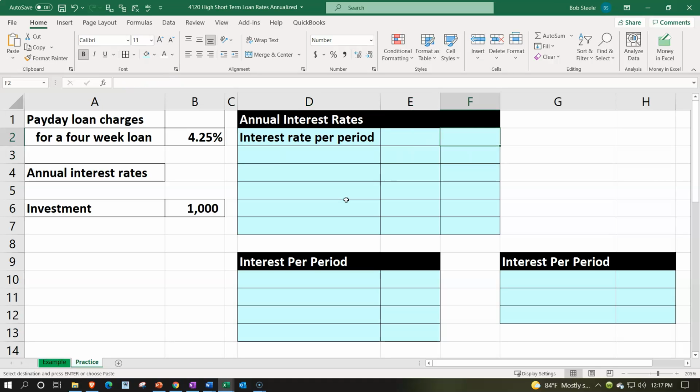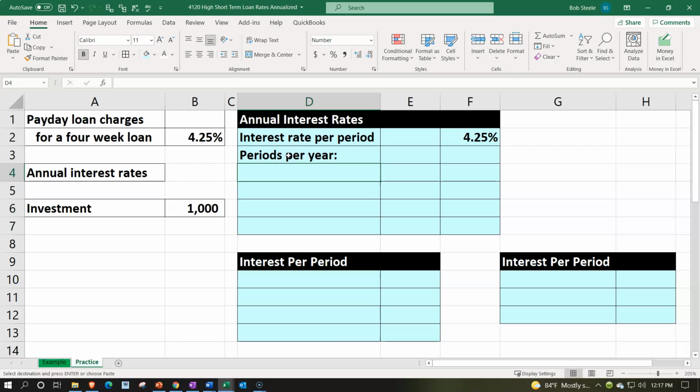So we're going to say this will be equal to, we're going to start off with the 4.25. I'm going to make this cell a percent by going to the Home tab, number group, percentify it, add a couple decimals to it. There's the 4.25. And then we're going to have the periods in a year. So how many periods are in the year? If this is a 4-week loan, I'm going to do it this way.